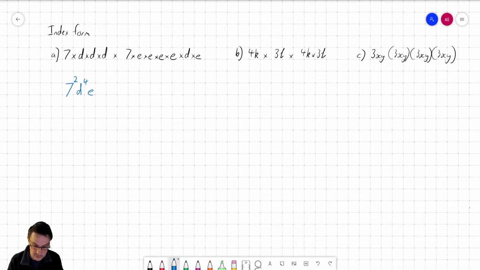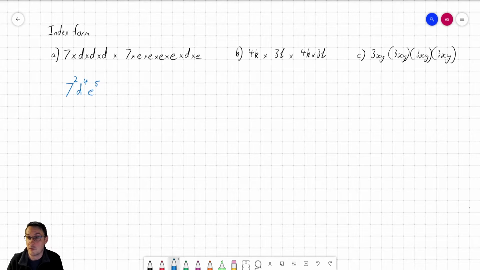Next up, I want to deal with the letter E. In this instance, again, I want to count how many of these I have here. I can see that I've got 1, 2, 3, 4, 5 of them. So my power here is going to be 5, which I apply. So that's going to be to the power of 5. That's the first example done.